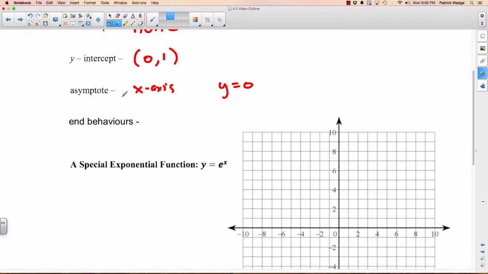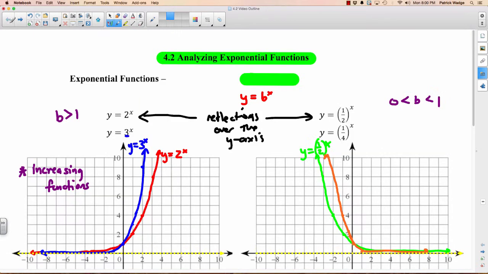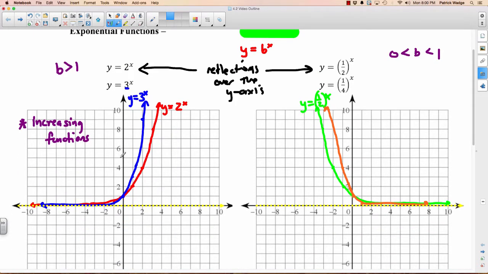End behaviors. What do I mean by end behaviors? I mean, which quadrants do they start and end in? All of these have their end points, like have the arrows and go on forever and ever and ever in this quadrant and this quadrant. They never go down into these two quadrants. These are the third and fourth quadrants. So the end behaviors here are the second quadrant and the first quadrant.